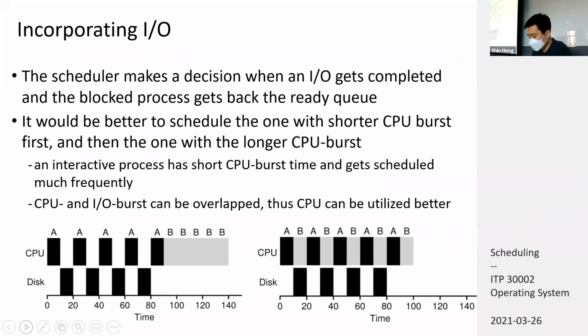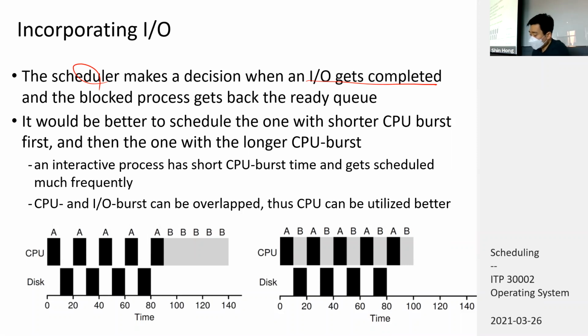And incorporating I/O. Here, the scheduler makes a scheduling decision when I/O gets completed, and the blocked process gets back to the ready queue. Yes, this is another job of the scheduler. The scheduler not only makes a preemption decision, which means deciding whether to kick off the currently running process back to the ready queue, but also, when an I/O is completed, it brings a waiting process back to the ready queue. That is another action of the scheduler.